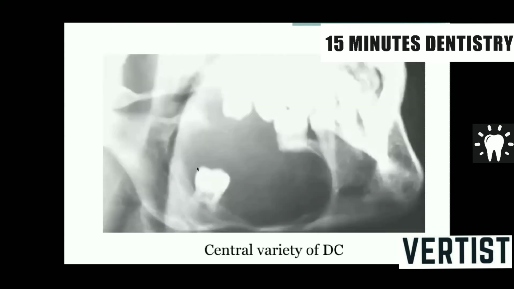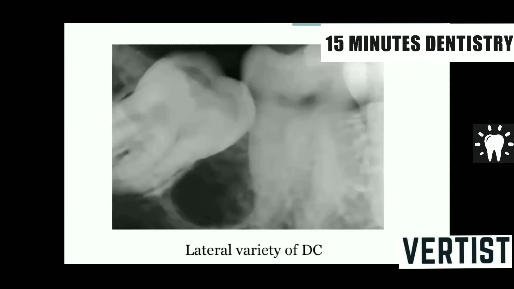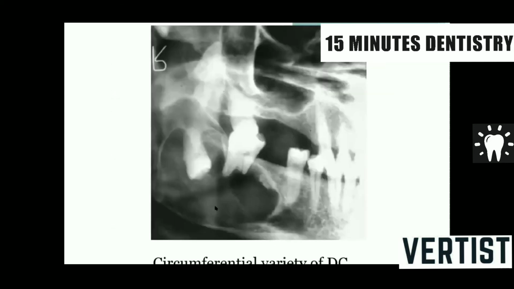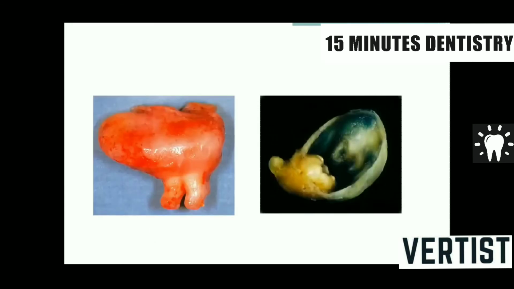This is the central variety, a third molar which is impacted and there is a large radiolucency associated with it. This is a lateral variety. Since this tooth is impacted in a mesioangular fashion, there is a radiolucency on the mesial aspect. And this is the circumferential variety. The entire tooth is surrounded by the cyst, but the borders of the cyst are at the neck of the tooth. This is the gross specimen, an enucleated cyst. This is the cavity and this is the impacted tooth.